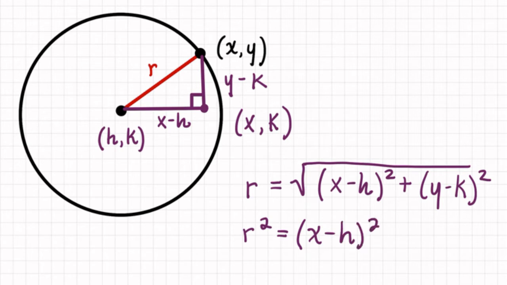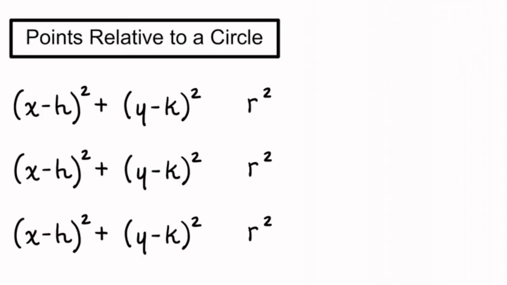So what this is doing is defining all the points that, when we plug their x and y coordinates into this equation, will form a circle where all these points are r distance from the center point h comma k. And that's the circle formula.